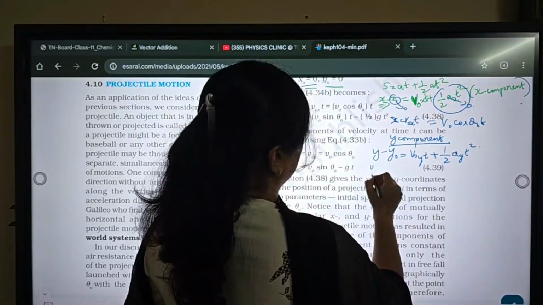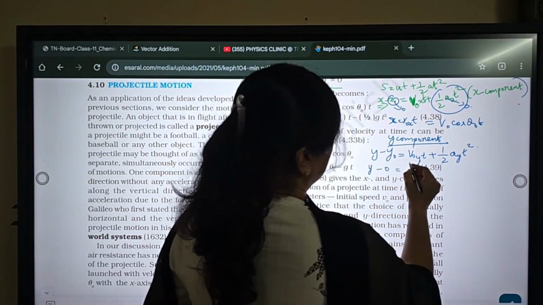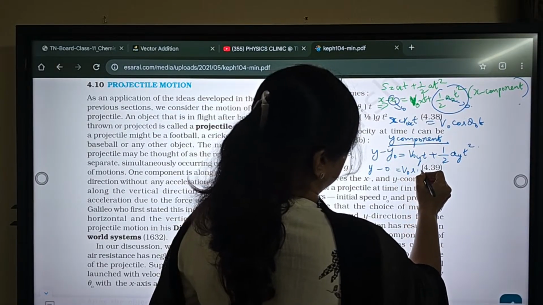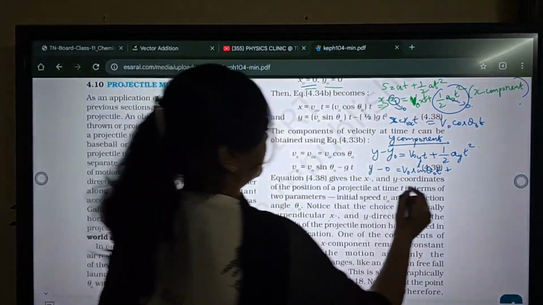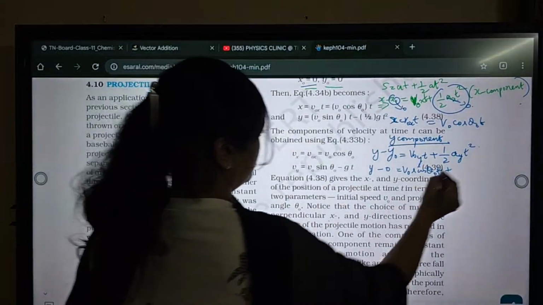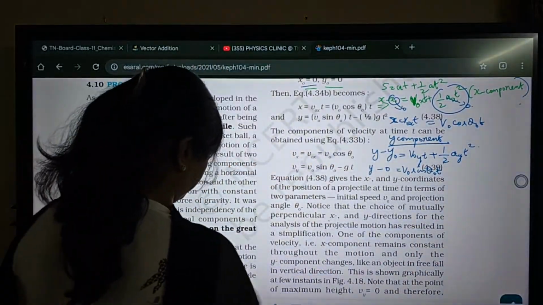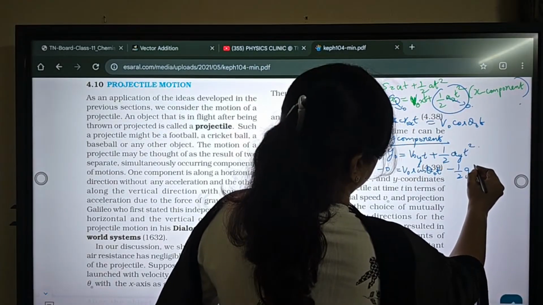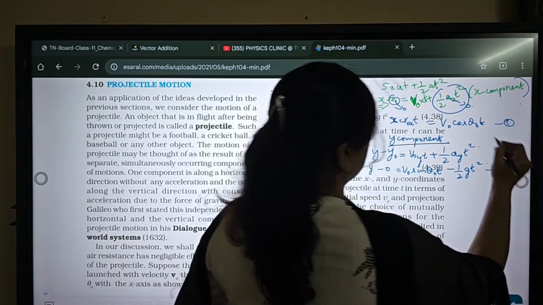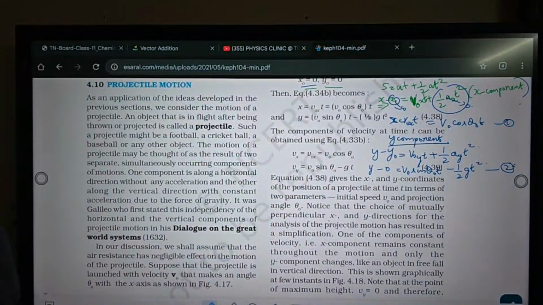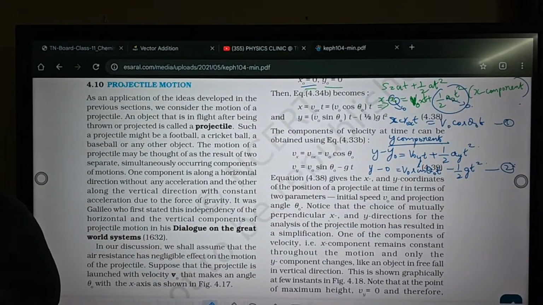So what is y naught? Y naught is also 0, right? V naught y will be v naught sin theta naught times t plus, what is ay now? Minus g, right? So we write minus half g t square. Let this be the first equation and that the second equation. Are you writing? Make it fast.